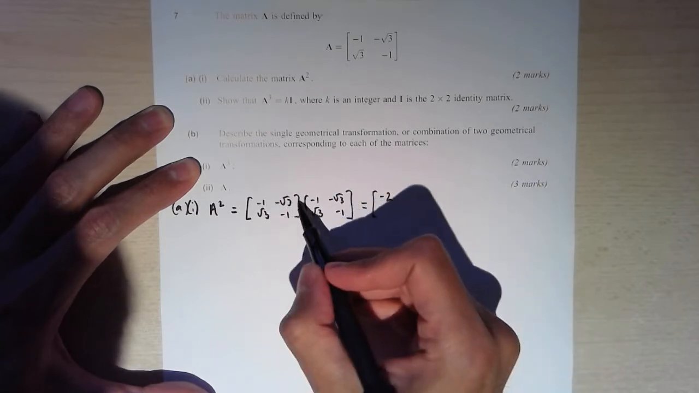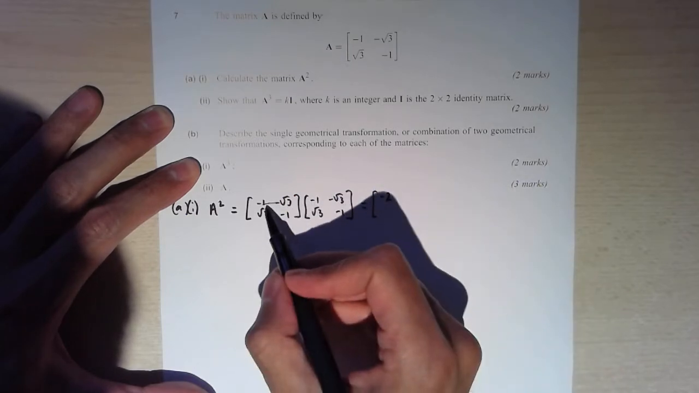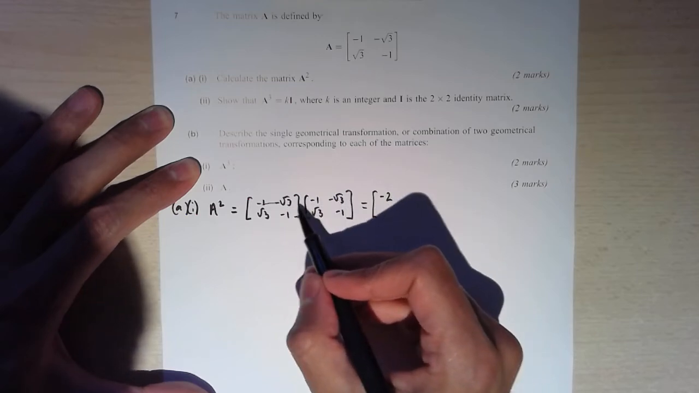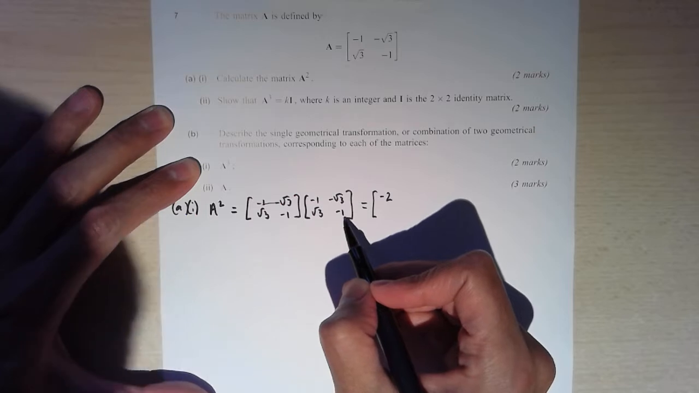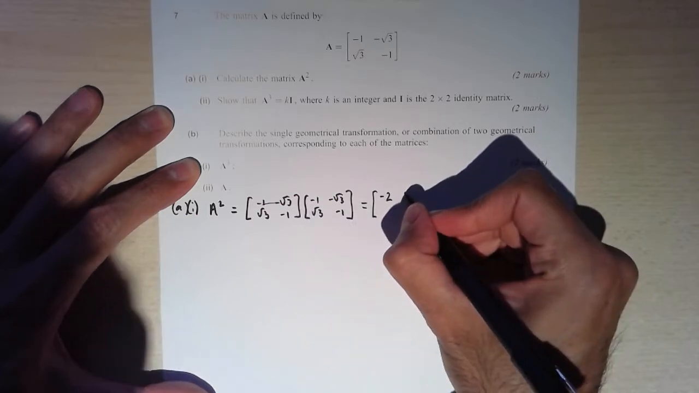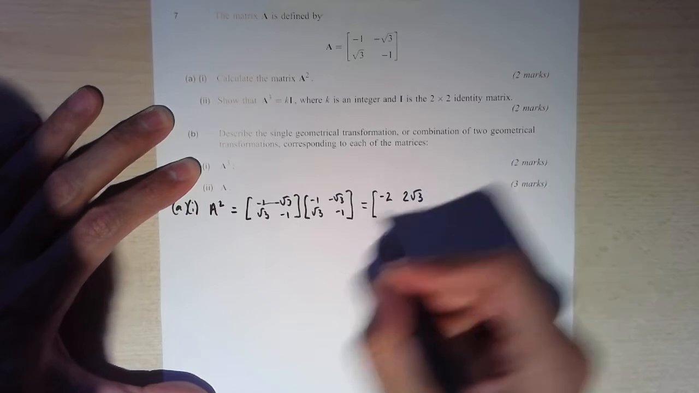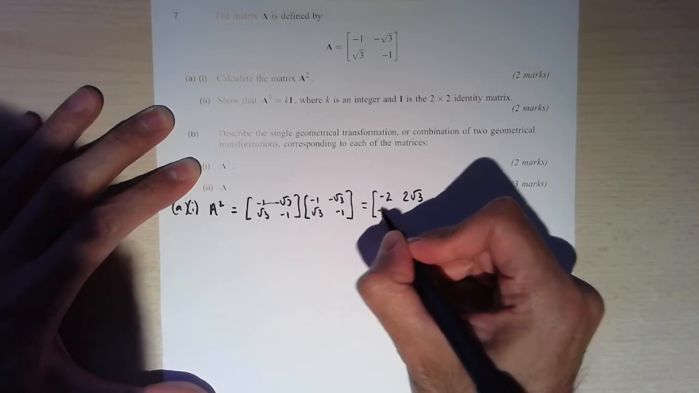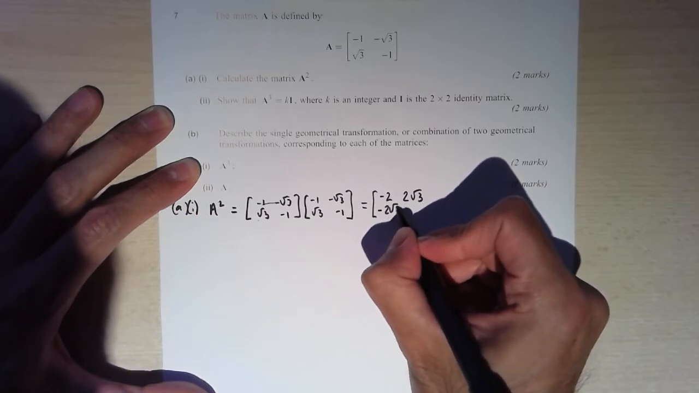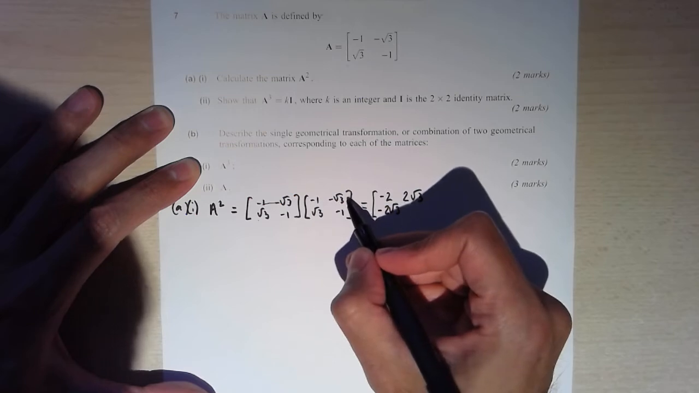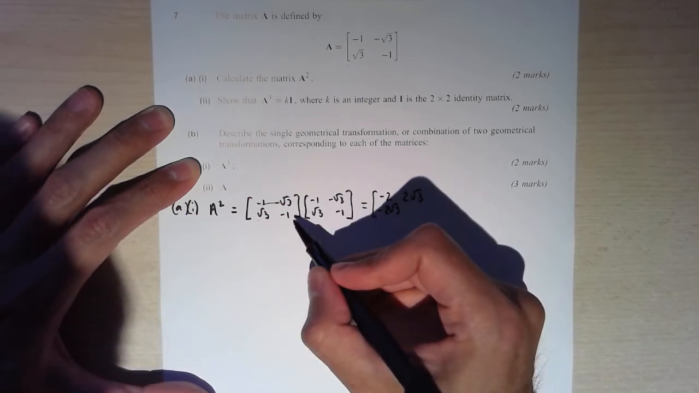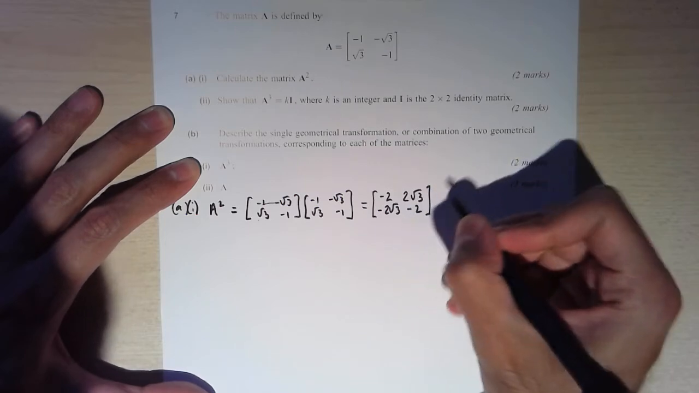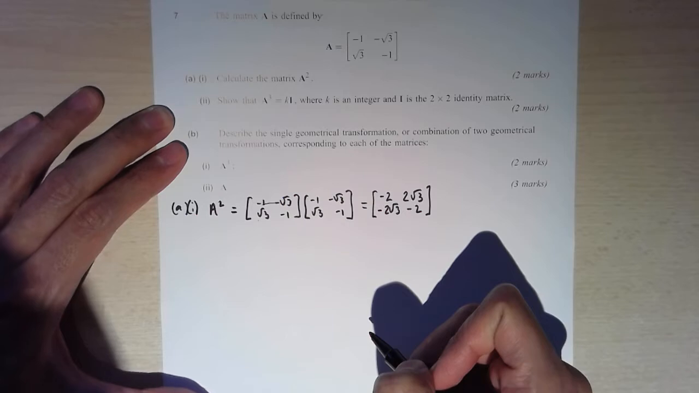For this one here, I've got this row times this column, -1 times -√3, which is √3, -√3 times -1, which is √3. Add those together, I get 2√3. Over here, -√3, -√3, so that's going to be -2√3. And over here, I've got √3 times -√3, which is -3, plus 1, so that's going to be -2. Okay, so the value of A squared is going to be that there.